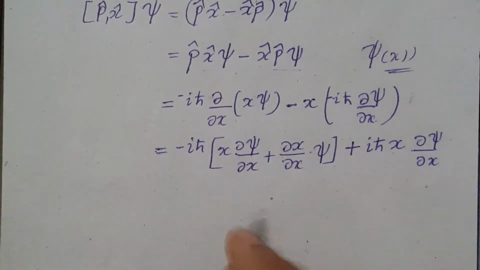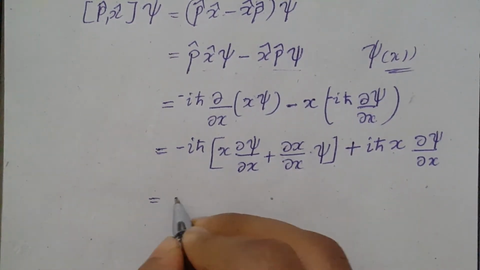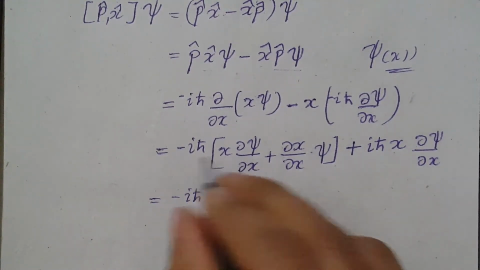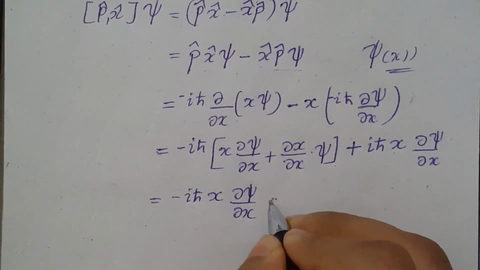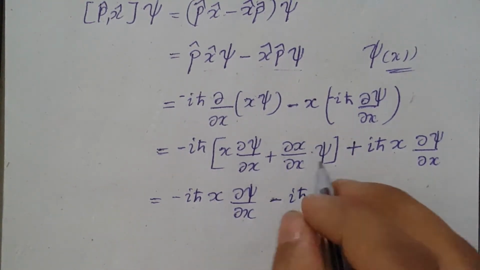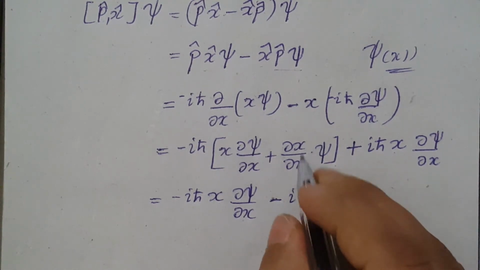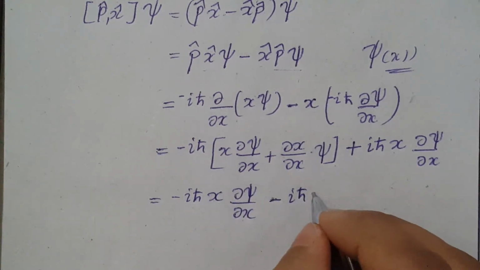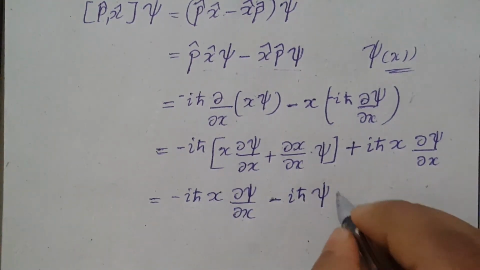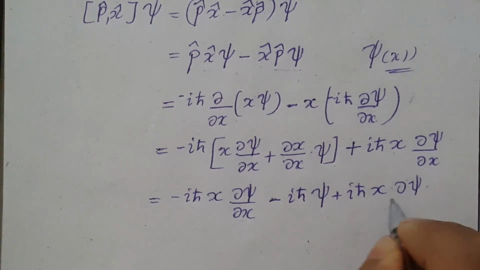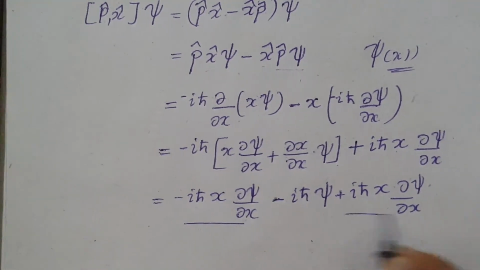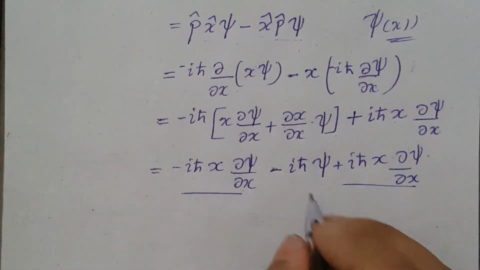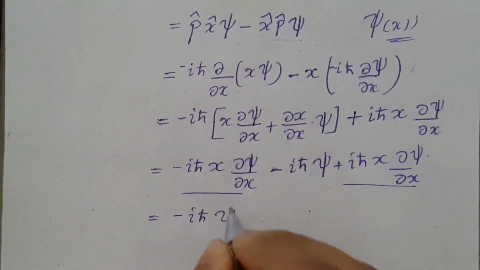Now let us open this bracket. It will give us minus i h cut x dou psi by dou x, and this minus i h cut will come here also, so minus i h cut, and dou x by dou x is just 1. So what will remain is only psi. And finally, plus i h cut x dou psi by dou x. See these two terms, one is the negative of the other, so they will cancel each other. What is left is only the middle term, which is minus i h cut psi.